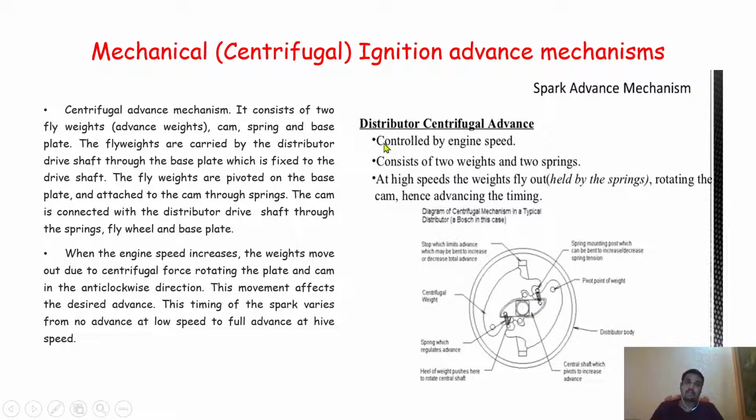As we just discussed, this centrifugal advance is controlled by engine speed. It consists of two weights and two springs. We can say this is the summary of the centrifugal advance mechanism. At high speed, the weights fly out, held by the springs, and rotate the cam, hence advancing the timing. So this is called the mechanical or centrifugal ignition advance mechanism.